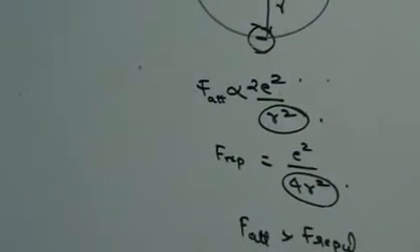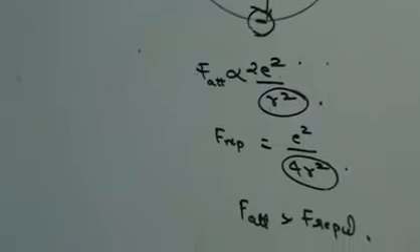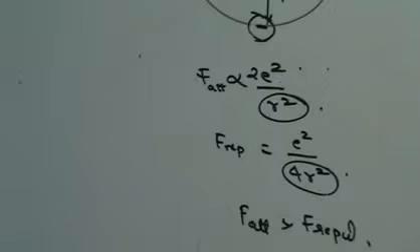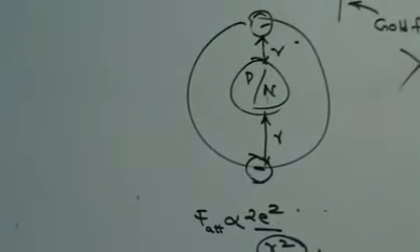Now since the force of attraction is greater than the force of repulsion, what do you think should actually happen here? If the force of attraction is greater than the force of repulsion, that means the electrons are going to be attracted towards the nucleus. That means they should start moving towards the nucleus. If they start moving towards the nucleus, ultimately they should go and fall inside the nucleus.